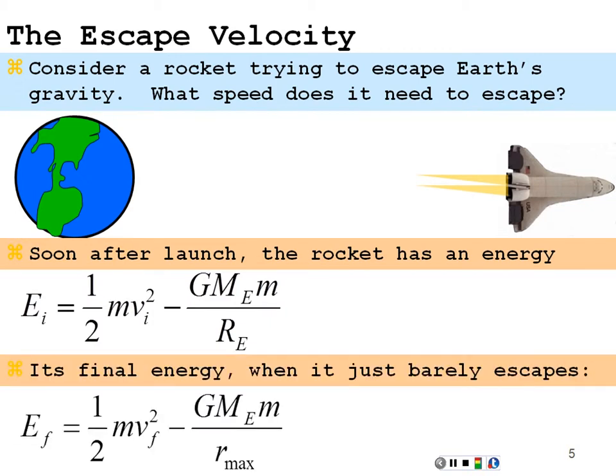Its final energy is when it gets far away and it just barely escapes Earth's gravity. At that point, if it just barely escaped, then its final velocity would be 0. And if it has escaped Earth's gravity, then its radius must be more or less infinity. So this first term, with final velocity being 0, and the radius being infinity, 1 over infinity will give us 0 for the second term. So we just barely escaped. We have a final energy of 0. Everything we had was put into trying to escape the planet.